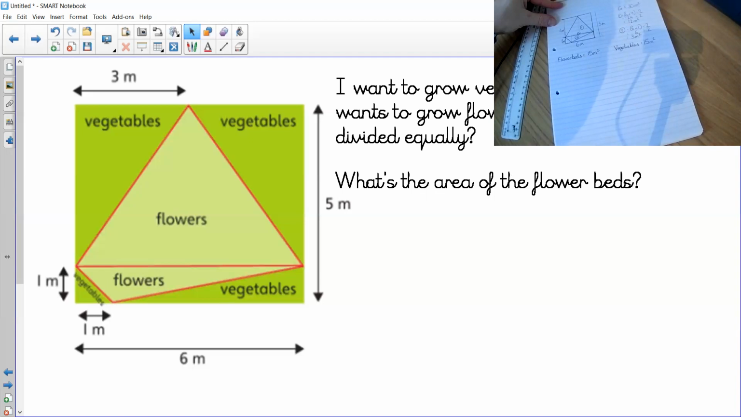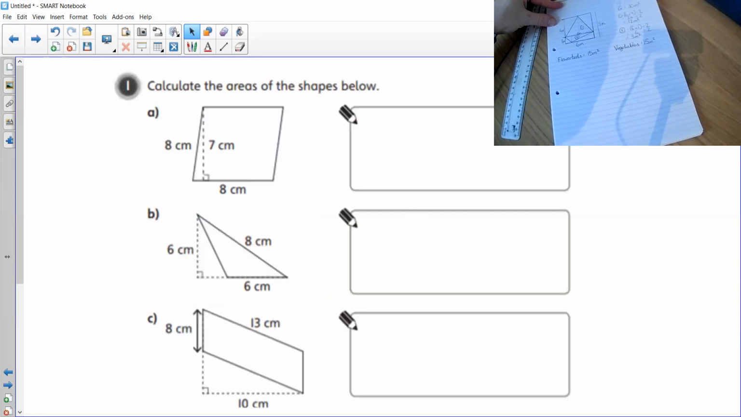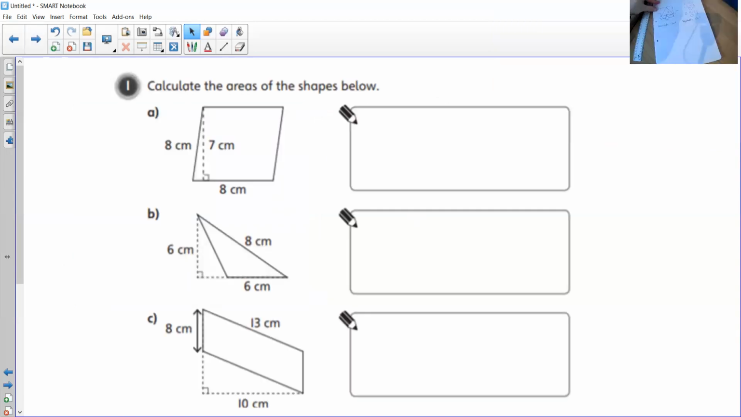Okay, let's move on to the questions I want you to do now. So you might be able to hear Nate just coming up the stairs. I'll just crack on. So these questions here are very similar to what we've just gone through. So these are the questions I want you to do in your book by yourself, and we'll go through the answers together. So pause the video and then press play again to see what the answers were.